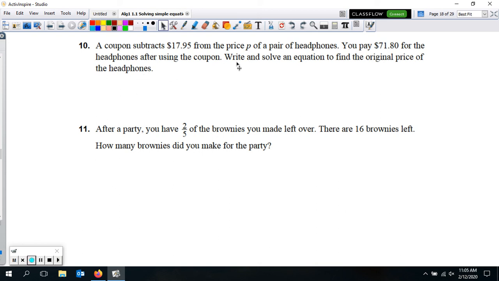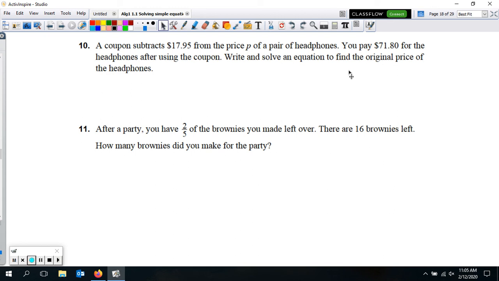So it tells you what to do again here. Remember, understand what's being asked. So understand what the unknown is. The unknown is the price. What is some of the important information? Well, it tells you how much the coupon is and what the coupon does. It subtracts it from the price. It also tells you how much you paid total for your headphones. And then what are you being asked to do? You're asked to write and solve an equation to find the original price of the headphones, the original price before the coupon.